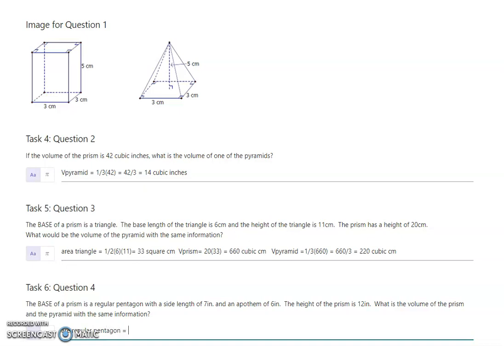So to do that, we have to find the area of the triangle. So it's going to be 1/2 times the 7 times 6, and that's the area of one triangle, which is 21. And because it's a pentagon, there's going to be 5 identical triangles. So we're going to take that answer and multiply it by 5. So basically the problem is going to be 5 times the 21. So that means the area of the pentagon is 105 square inches.